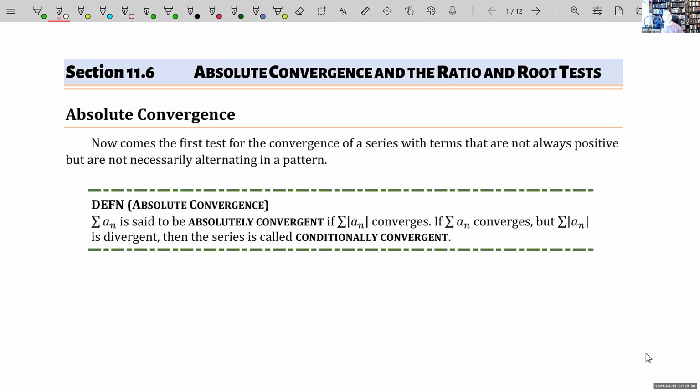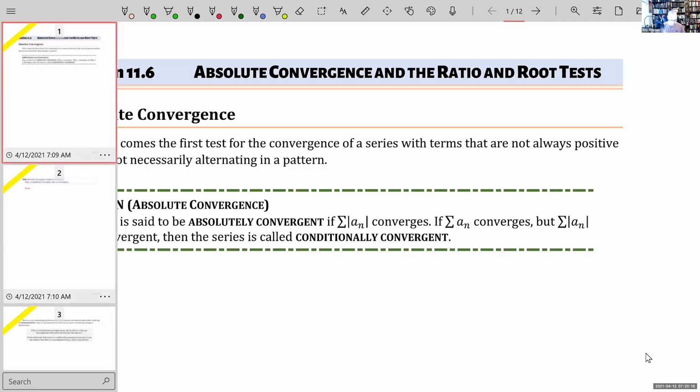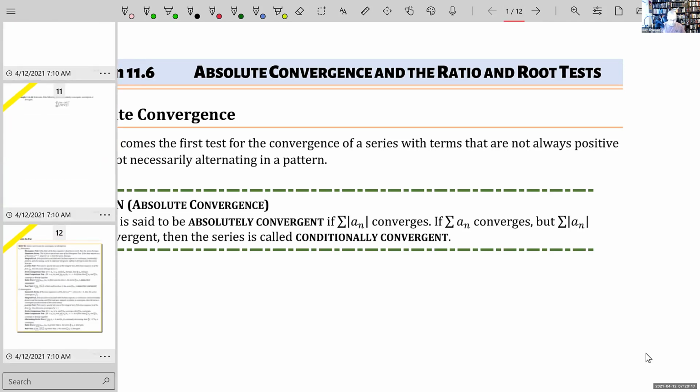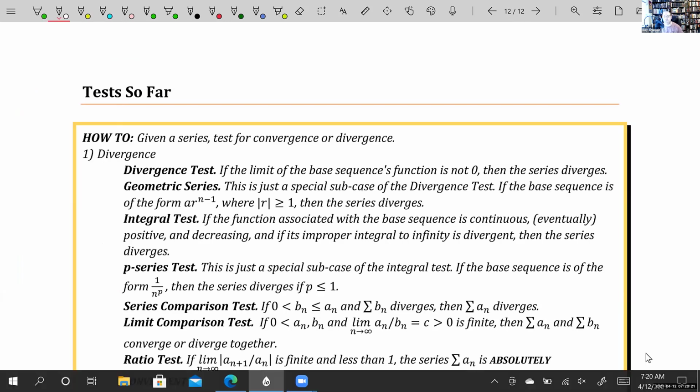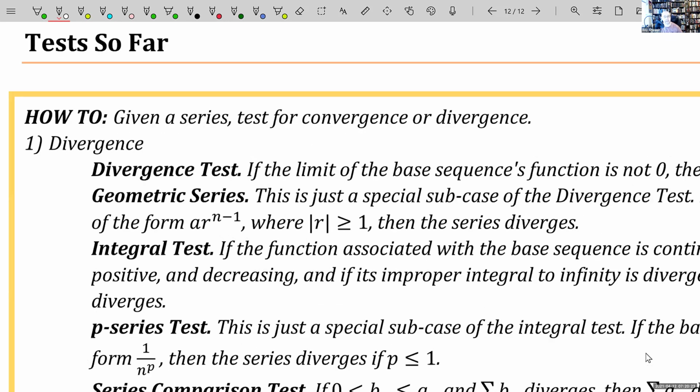Yeah, so we have just finished... I actually did not. I deleted all my previous notes. So let me just hop over to this and showcase what we've just finished. So we just finished going through a lot of different kinds of tests for divergence and convergence of series.